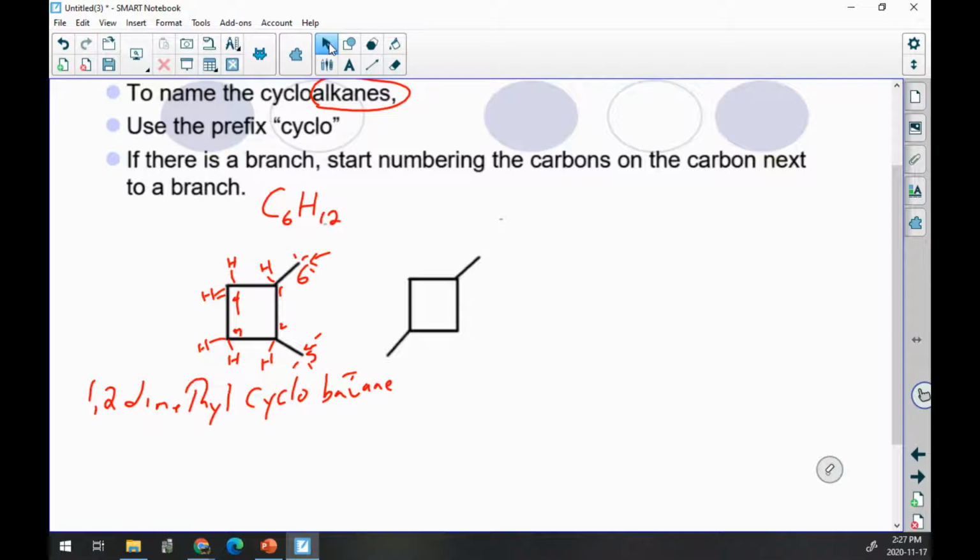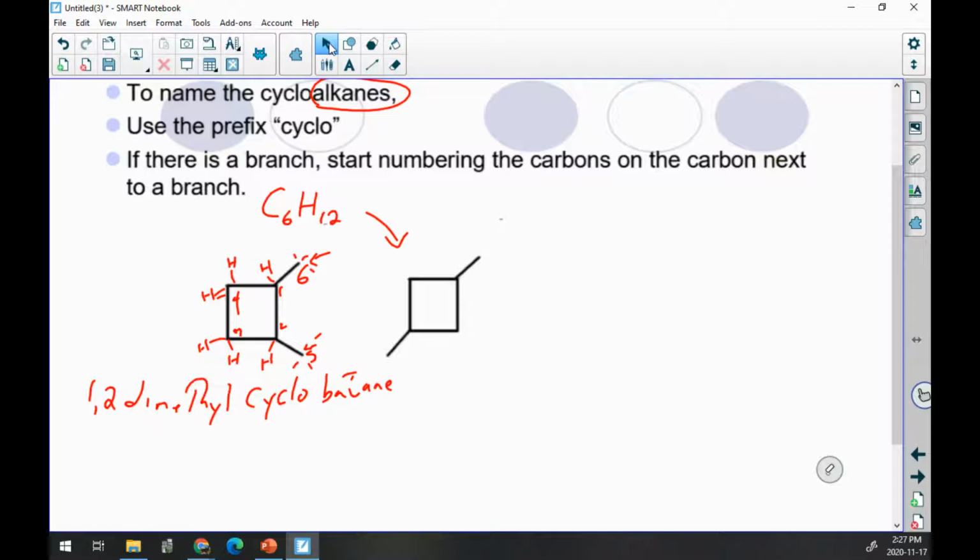C6H12. Which is not the same formula pattern as we talked about with just alkanes. If I had 6 carbons, I would have twice as many plus 2. Here I just have twice as many. This has the same chemical formula, or molecular formula, as hexene.